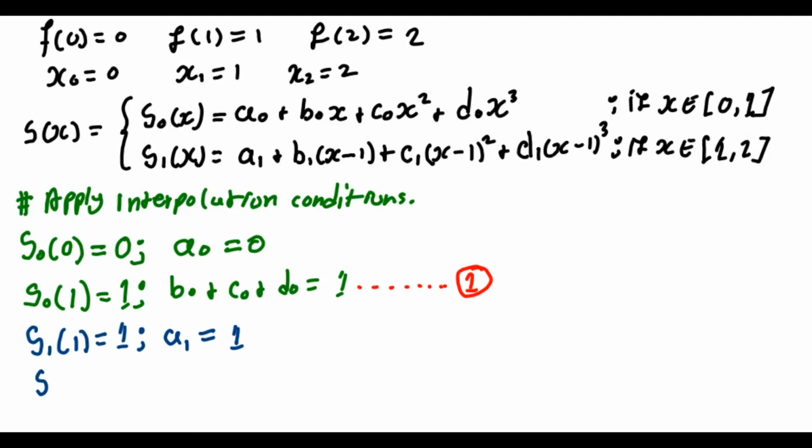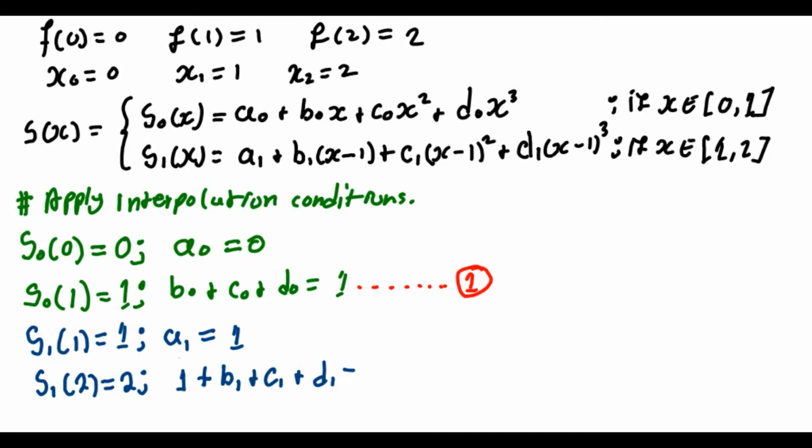Okay, so now let's evaluate for s sub 1 at the other point, which is 2. So s sub 1 of 2 is the same as f of 2, and what is our f of 2? Our f of 2 is equal to 2. So in here, also plug in 2. This is just going to be our a sub 1 plus b sub 1, same as c sub 1 plus d sub 1. But we know what our a sub 1 is. Our a sub 1 is equal to 1, so we can just plug in a 1 there. So this is plus 1.